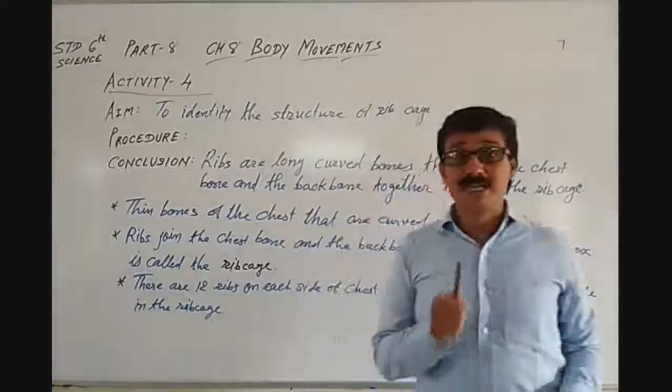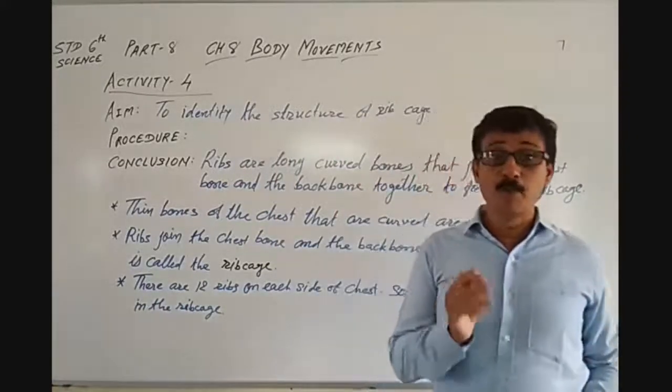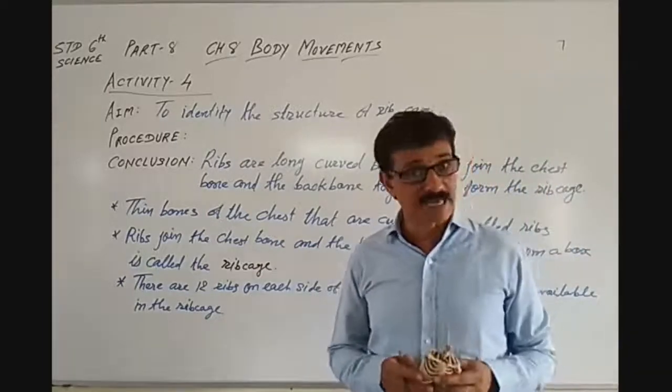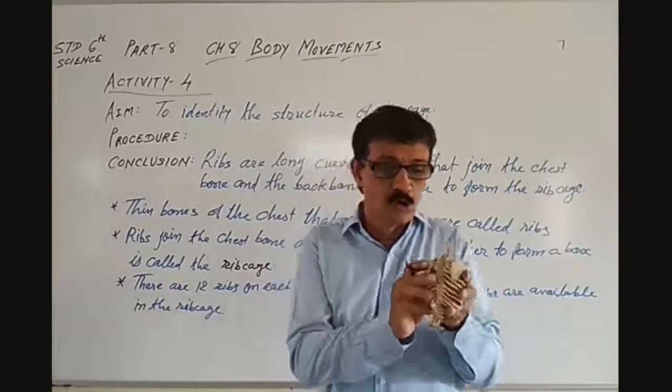So, a total of 24 ribs are available in the rib cage, and some important organs of the body lie protected in this rib cage. Now let's try to understand. I have one example also.